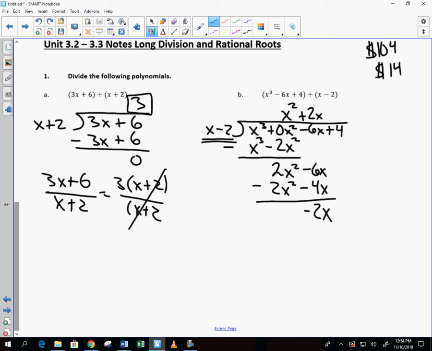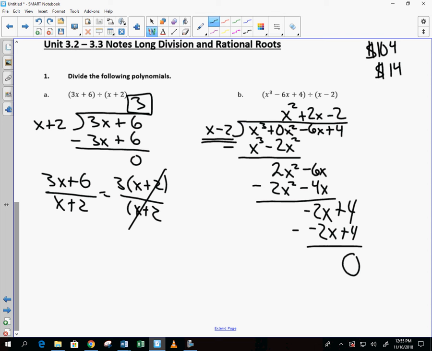So negative 2x plus 4. I hope you guys don't question if I know what I'm talking about. What do you multiply x by to get negative 2x? Negative 2. Multiply through, you get a negative 2x plus 4. Subtract them, and you get 0.